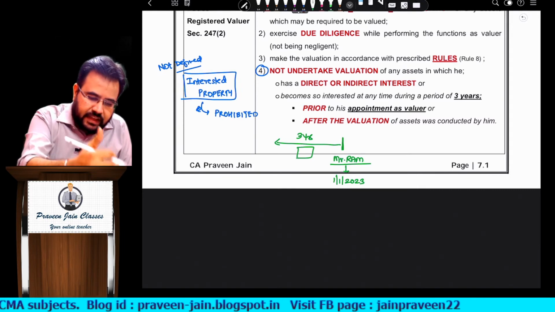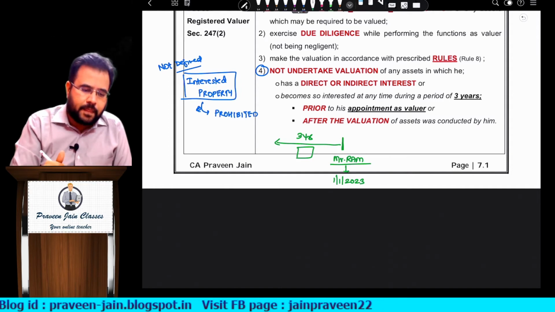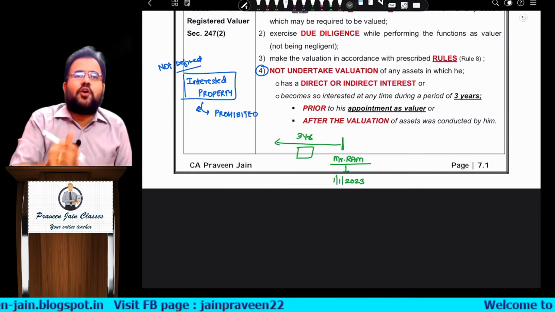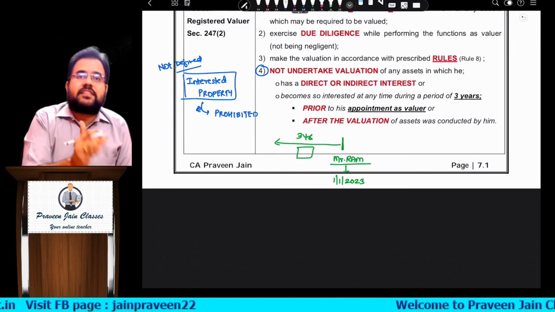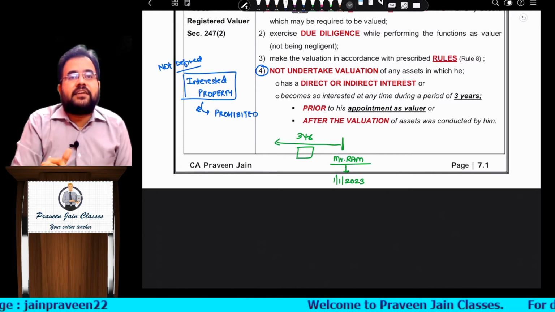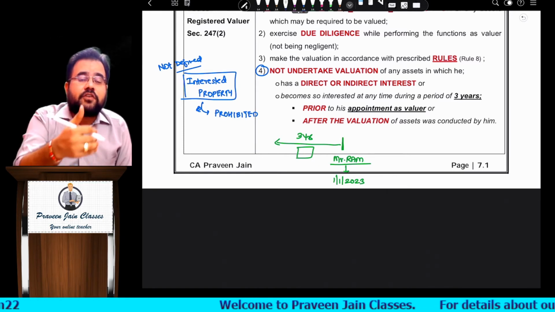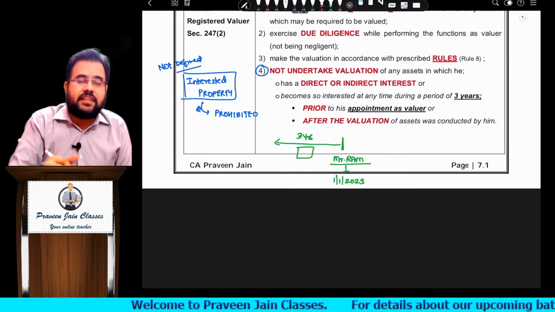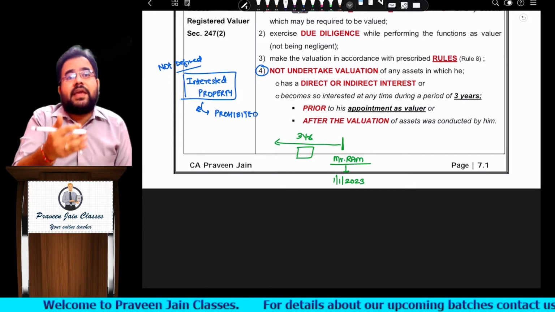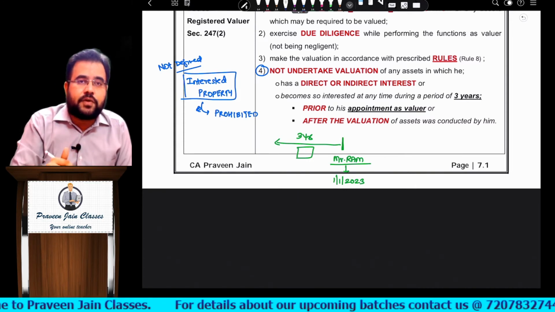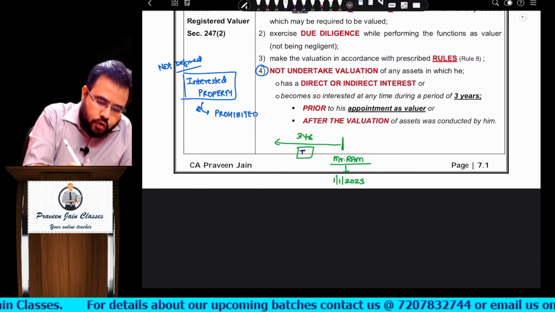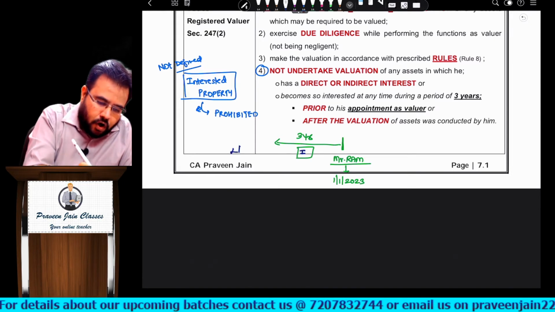No interest in that particular land or building, sir. No interest in that particular land or building, मतलब क्या? Imagine last 3 years में he was owning that land, sir. Last 3 years में he was, what do you say, having some interest in that land, sir. So maybe he was not having, sir, his relatives were having, sir. So you should have no interest on this land or building, sir.